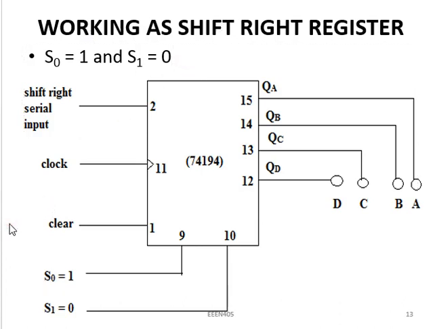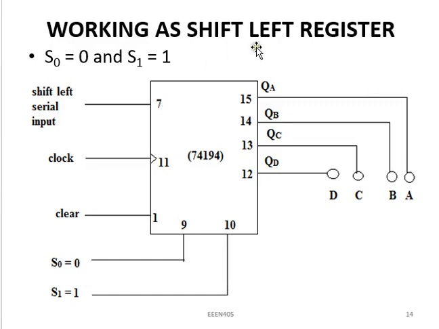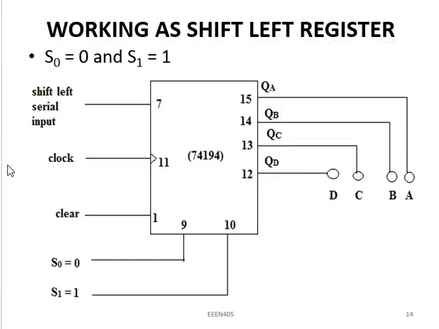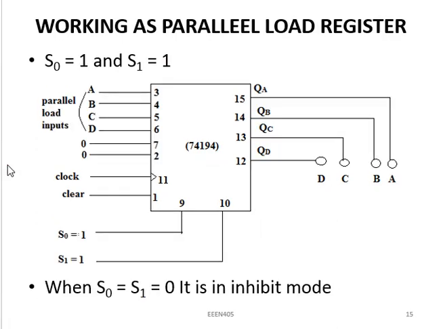Now if I want to use it as a shift left serial register, these are the values of my selectors. S0 should be 0, S1 should be 1, and in that case we are going to use pin 7 because it is the one for shift left serial input. And when I want it to work as a parallel load, in that case my S0 and S1 should both be 1. And if you look at it, I then use my 4 terminals for taking the parallel inputs, and this is my clock and this is my clear.